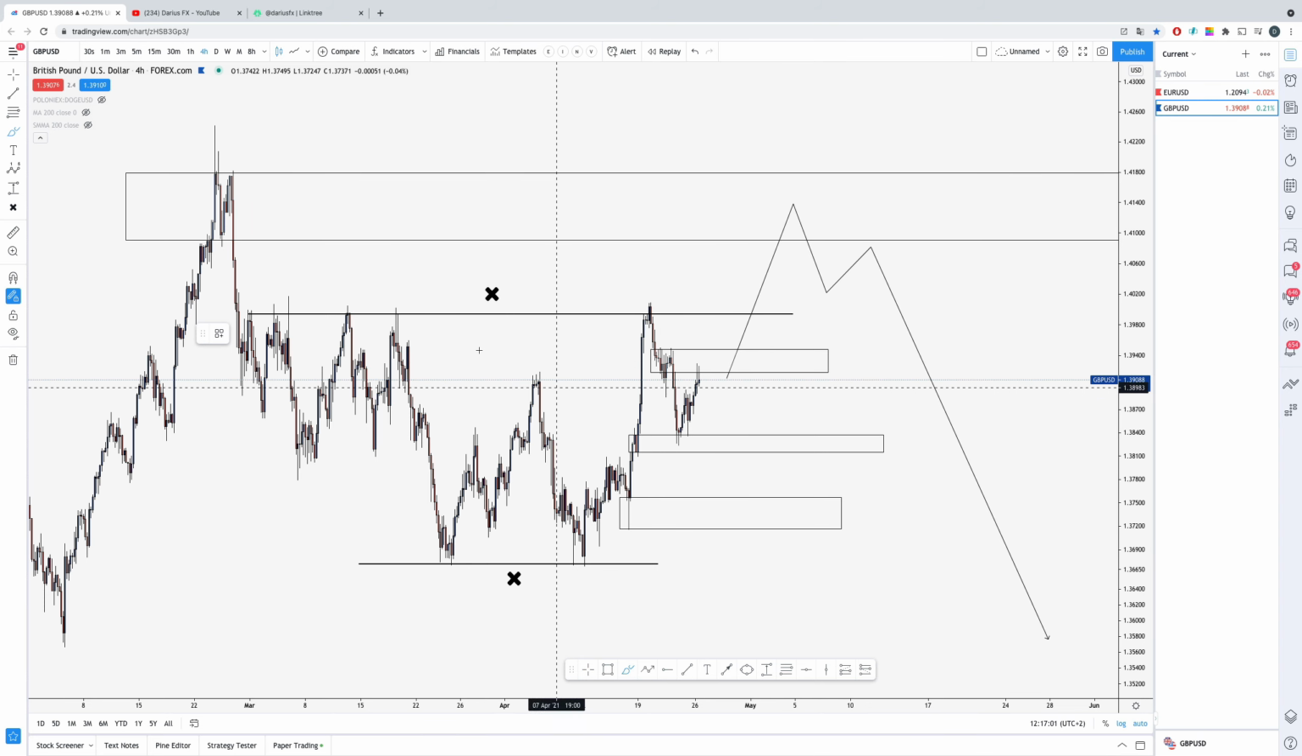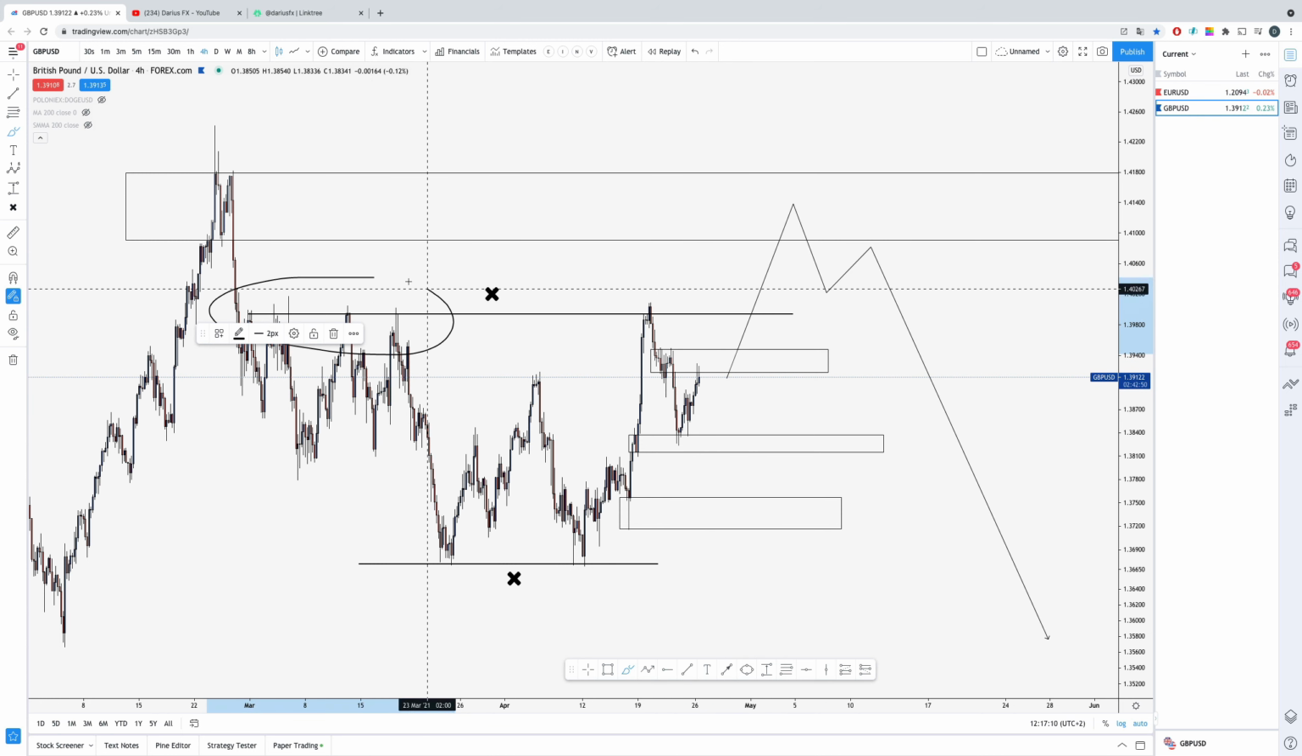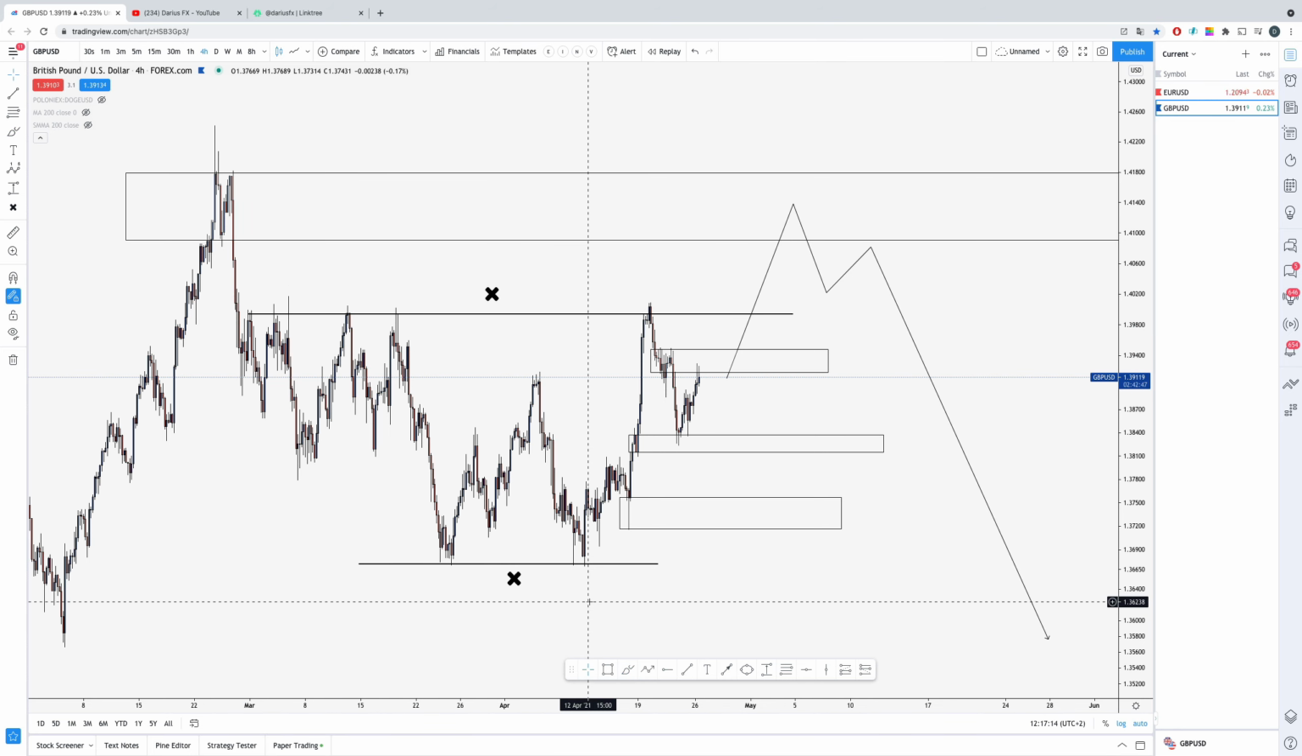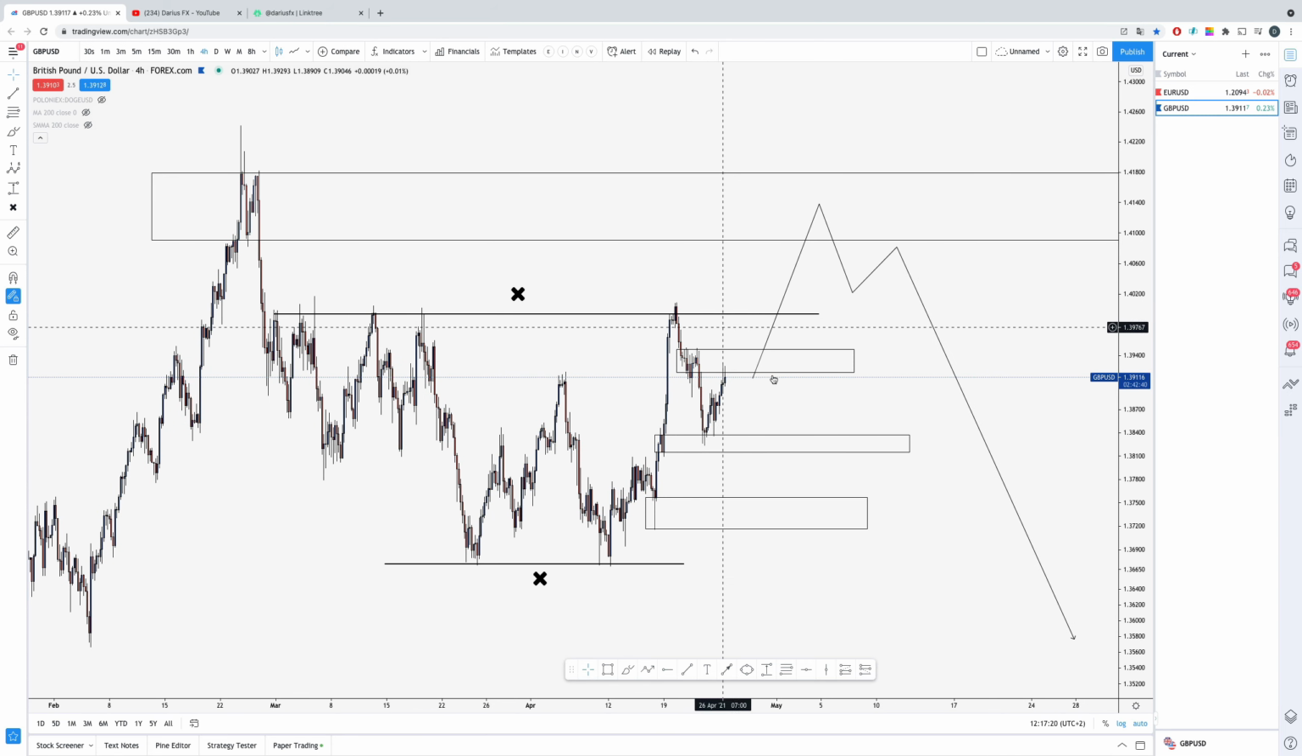So I do not believe that the market will stop here. I believe that the market will completely smash through this level. As you can see, it's a historical level of resistance. All these retail traders will look at this area and say, yeah, that's a nice sell opportunity, I'm going to sell it, but the market will just go through it.